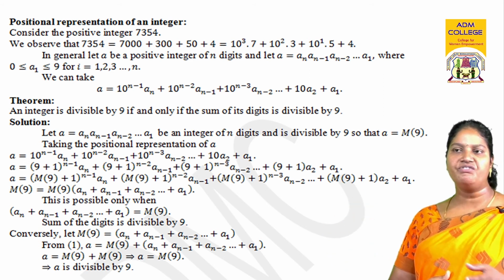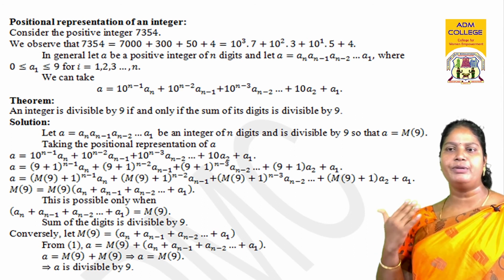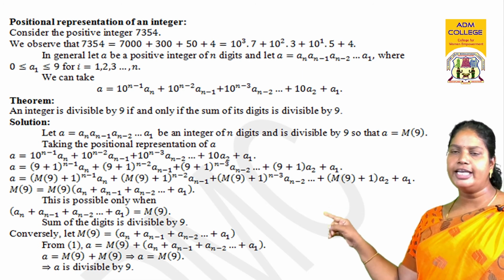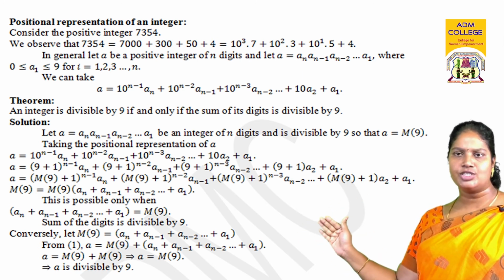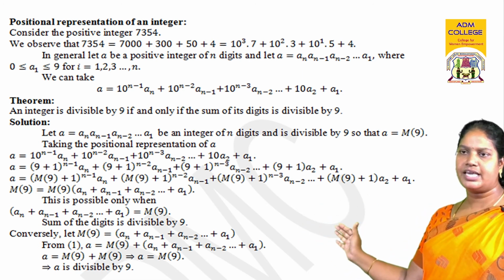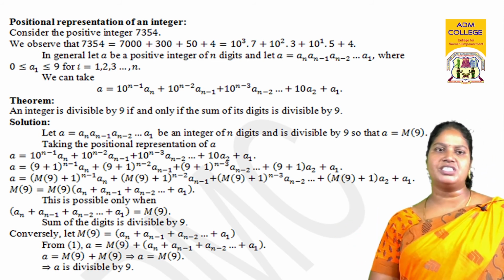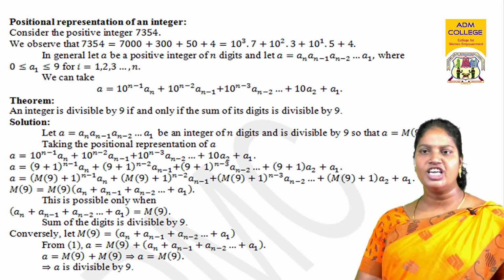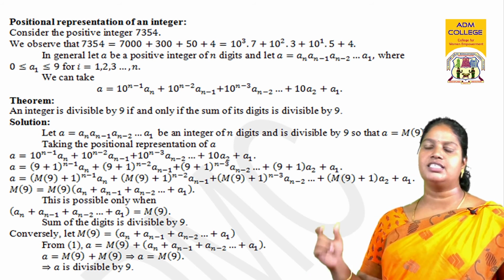From this example, we can see that any integer can be represented in positional representation as A equals An into 10 power n minus 1 plus An minus 1 into 10 power n minus 2 and so on plus A naught. From this representation, we can conclude a result that an integer is divisible by 9 if and only if the sum of its digits is divisible by 9.